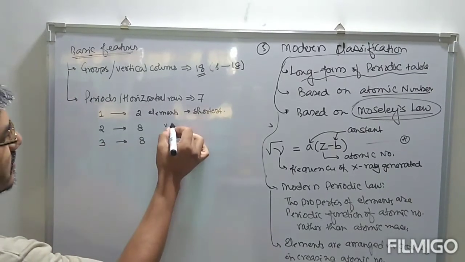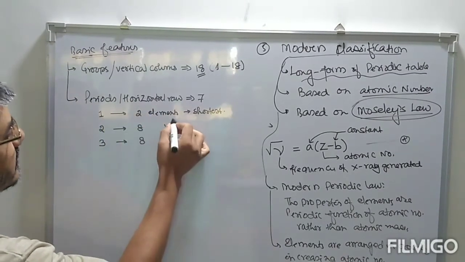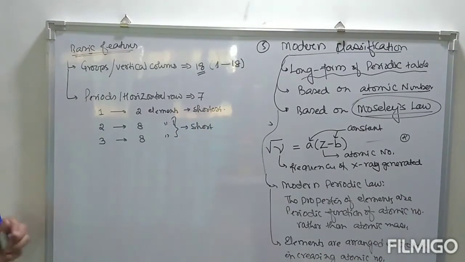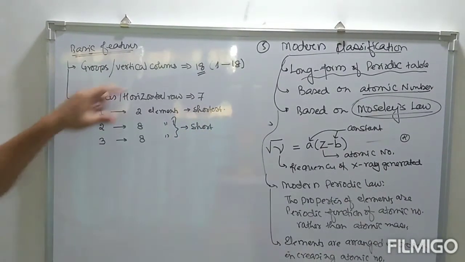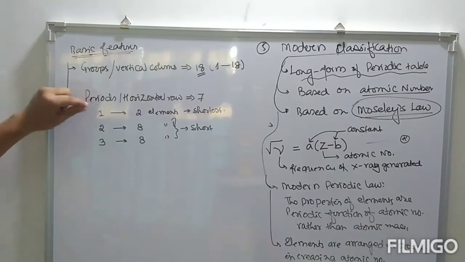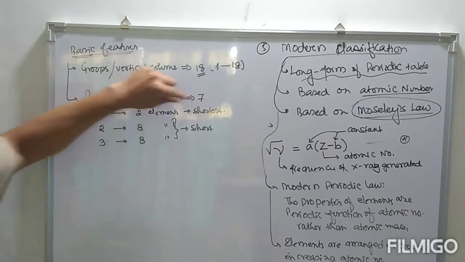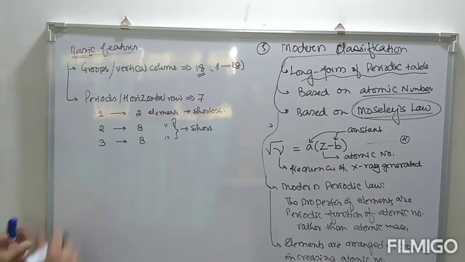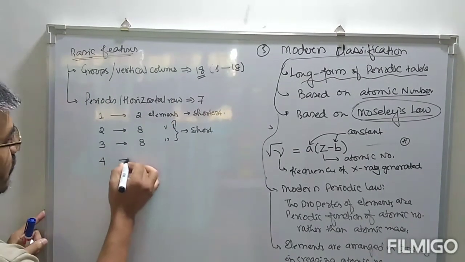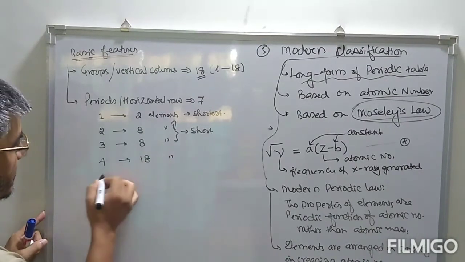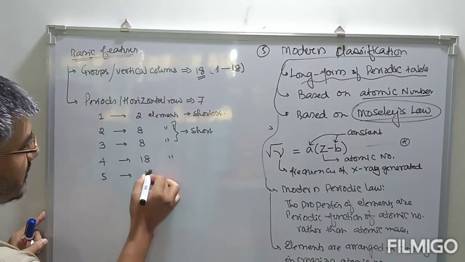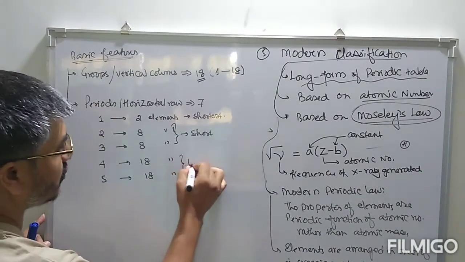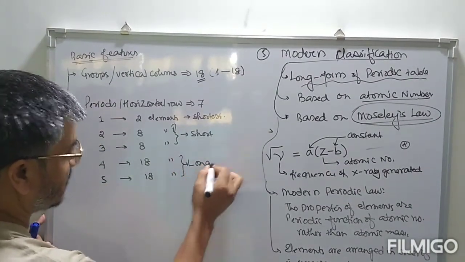So these 1, 2 and 3 are not short periods, because they contain fewer elements. The first contains only 2 elements, that is the shortest. The second and third contain 8 elements. The fourth contains 18 elements. The fifth also contains 18 elements. So these 2 periods are known as long periods.